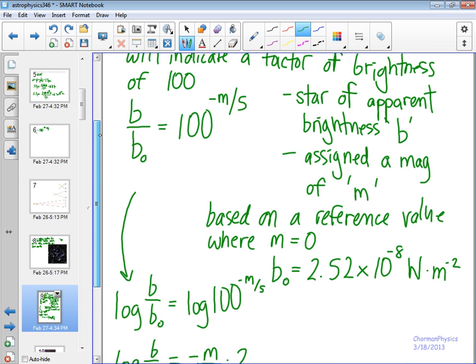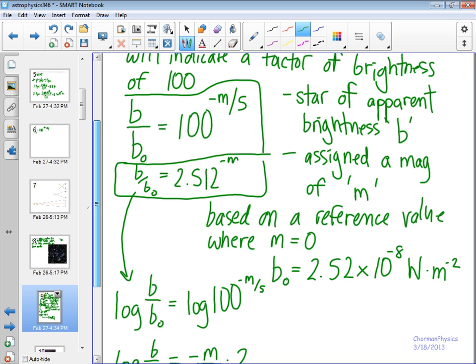Another thing to point out is that the equation above we can shorten to 2.512 to the negative m. That's just 100 to the 1/5 power, if you want to have that in there as well. Either of these could work; both are acceptable. And that's just B over B naught.